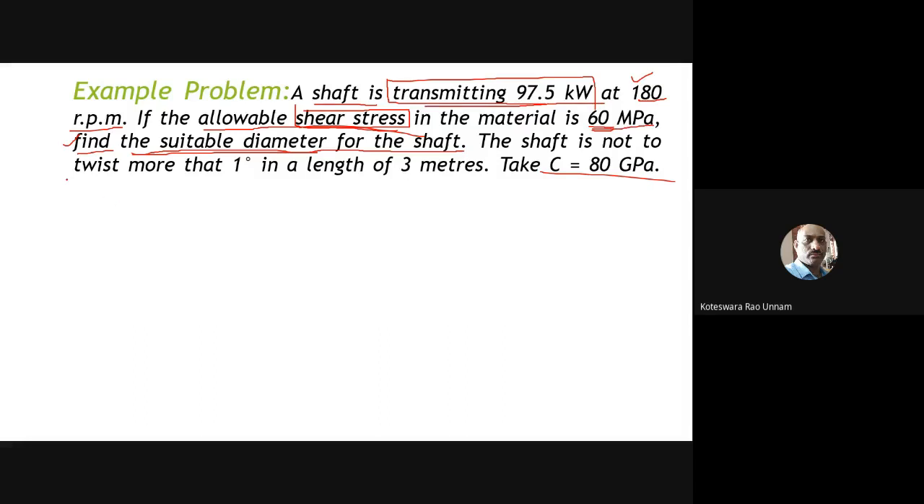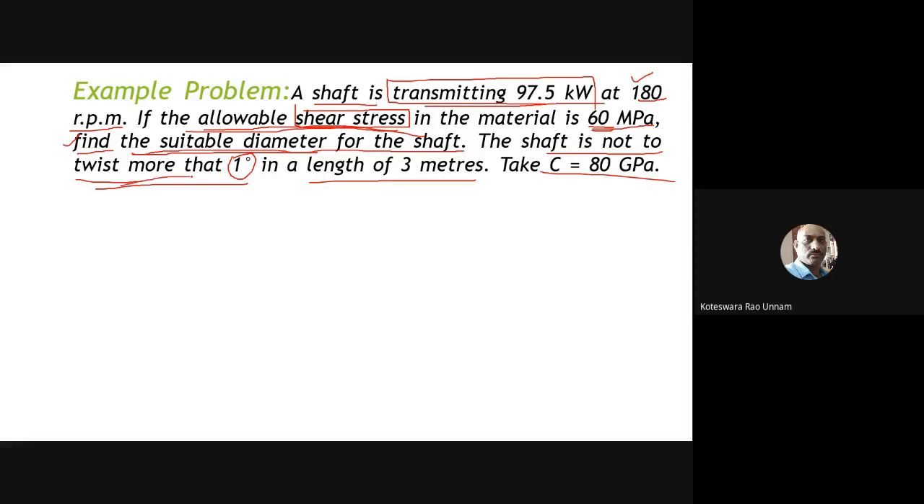And another condition he has given is that the shaft is not to twist more than 1 degree in a length of 3 meters. So he has given the length of the shaft as 3 meters. Therefore the total twist in the shaft should be less than or equal to 1 degree. If the twist is more than 1 degree, then we can say the design has failed, which means the shaft has failed. So whatever diameter we choose, with that diameter the twist in the shaft should be less than 1 degree. These are the two conditions it has to satisfy.